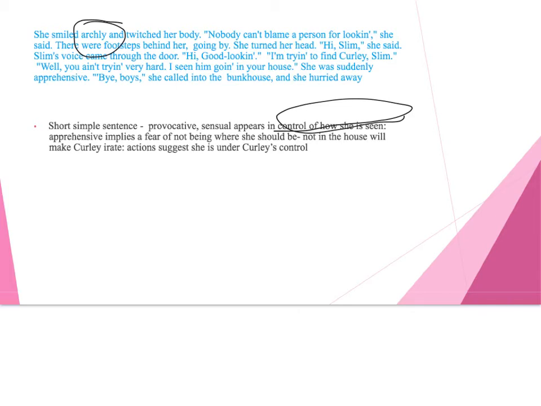But beyond that, if you look at her reaction to him when he says that Curly has gone into the house, she was suddenly apprehensive. She called into the bunkhouse and she hurried away. So suddenly apprehensive. So there is that sense of fear. She should be somewhere else. She shouldn't be out at the bunkhouse. She should be in the house. And you have that fear about Curly's actions. It suggests that she's under Curly's control, despite the fact that she's trying to control the situation by being arch, or by smiling archly and twitching her body and speaking playfully. Remember that we know that Curly's pretty handy, so the fear that she has of Curly, the sense of apprehension, perhaps is something that's quite real for her in a physical way, but we don't know that, so we wouldn't say it.